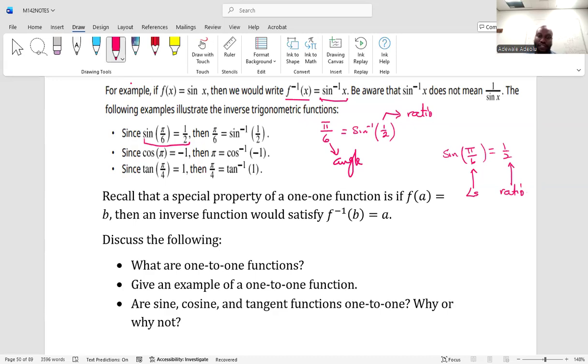Recall that a special property of a one-to-one function. So let us quickly revisit the concept of one-to-one function. If I have, think about this, if I have this graph, is it a one-to-one function? If I have this graph, is it a one-to-one function? Pause this video and think about that. When do we say a function is one-to-one?